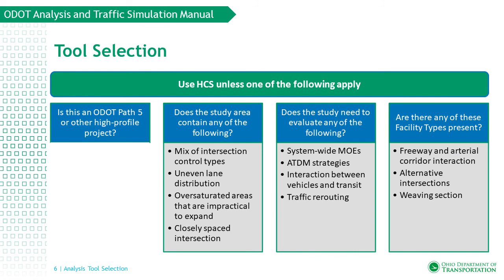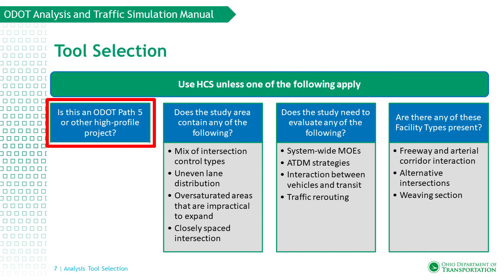While HCS and Transmodeler are both great tools for analysis, there are benefits to using one tool over the other. ODOT policy requires that HCS be used for all analysis except for conditions where HCS cannot adequately analyze project elements. A flowchart is provided to help analysts select the appropriate tool, as illustrated here. Each of these items will be discussed in more detail in the coming slides.